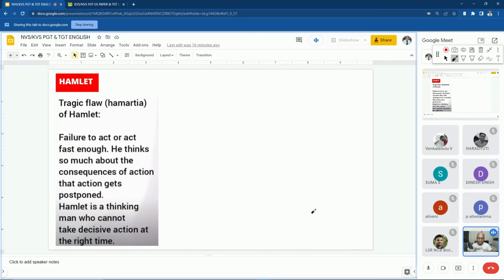And what is the tragic flaw in the character of Hamlet? It is failure to act fast enough.